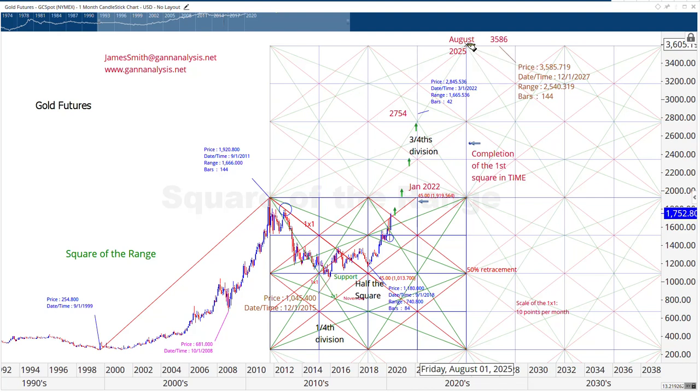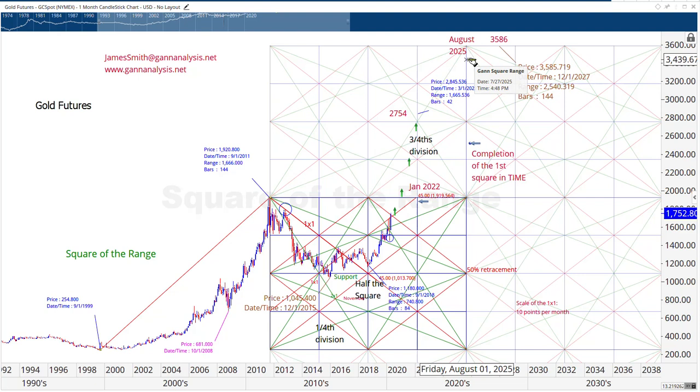Now, again, this is not a forecast. I'm not saying that's going to happen. I'm just telling you where time and price are in balance. And if you think about it logically, that's what Gann is all about. Time and price. Where are they in balance? Where do we see an inflection point? And why do we have an inflection point? Because time and price are in balance.